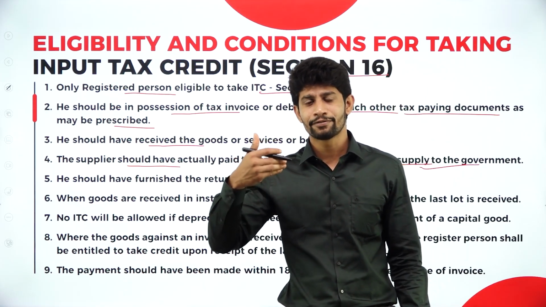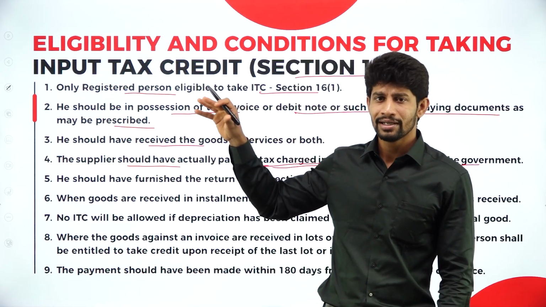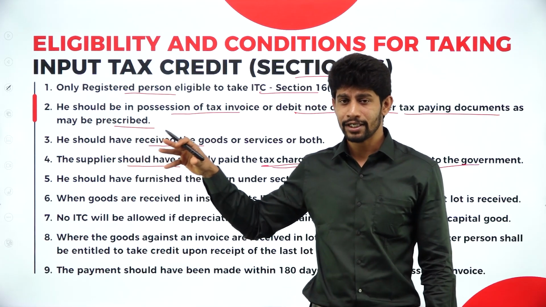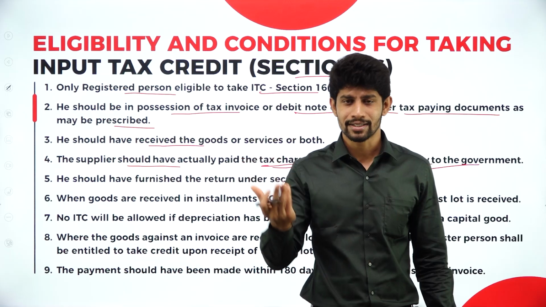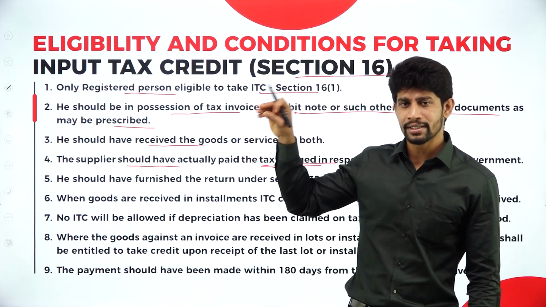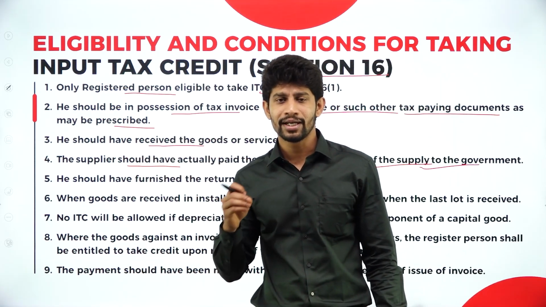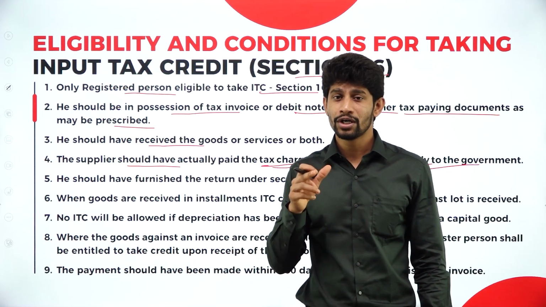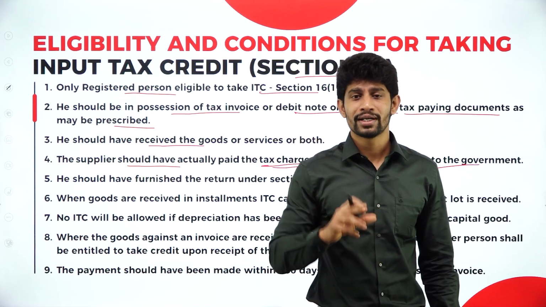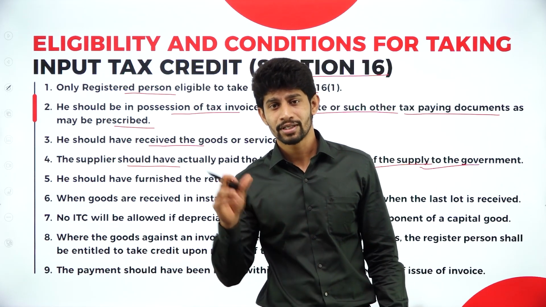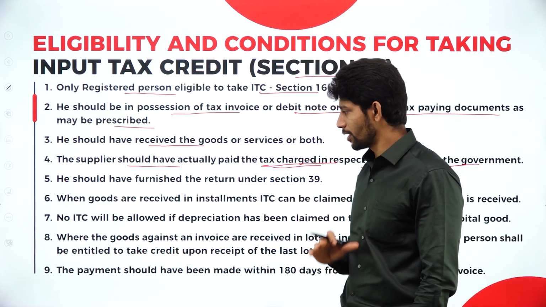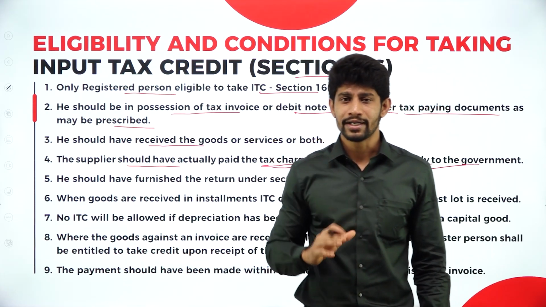Whatever tax is collected from you, the supplier should remit it to the government. Then only will you be eligible to claim the tax. If you paid the tax amount to the supplier, but the supplier has not yet paid it to the government, then you will not be eligible to claim the tax you paid on the inputs. The supplier should pay the tax to the government. Then only are you eligible to claim the ITC.